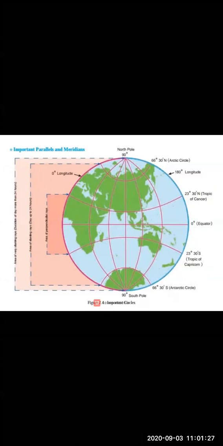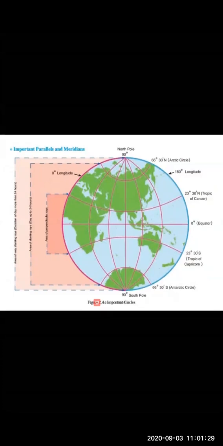See children, this picture you must have seen in lesson number 2. These are the important parallels and meridians. Here, we are going to study this in detail now. Sun rays which are coming towards the earth travel in straight lines.